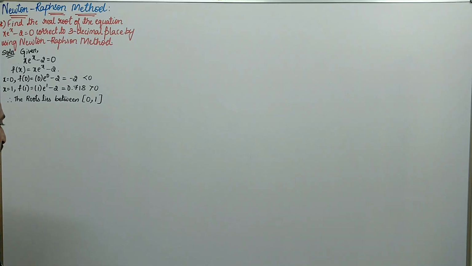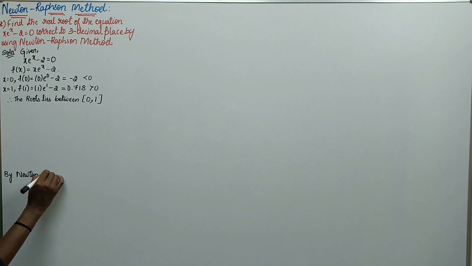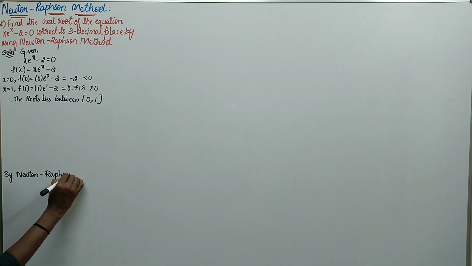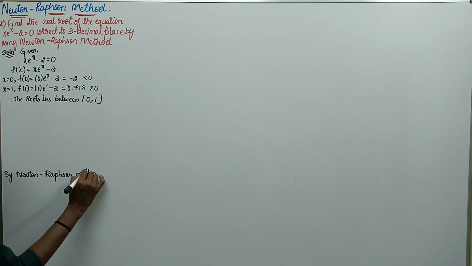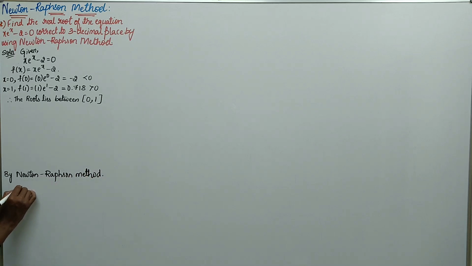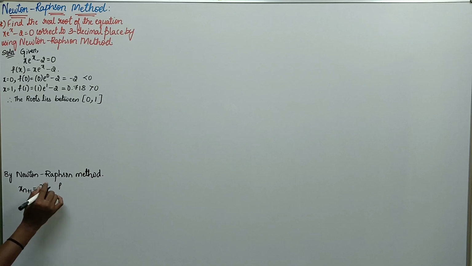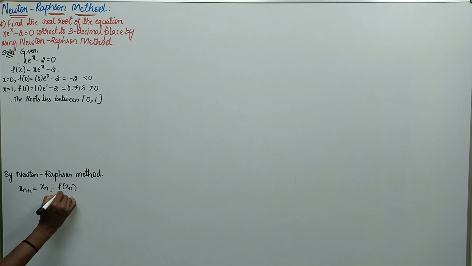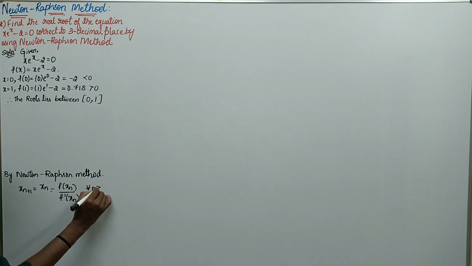Now let us represent the standard Newton Raphson formula. By Newton Raphson method, we have x n plus 1 which is equal to x n minus f of x n divided by f dash of x n, where for all n greater than or equal to 0.